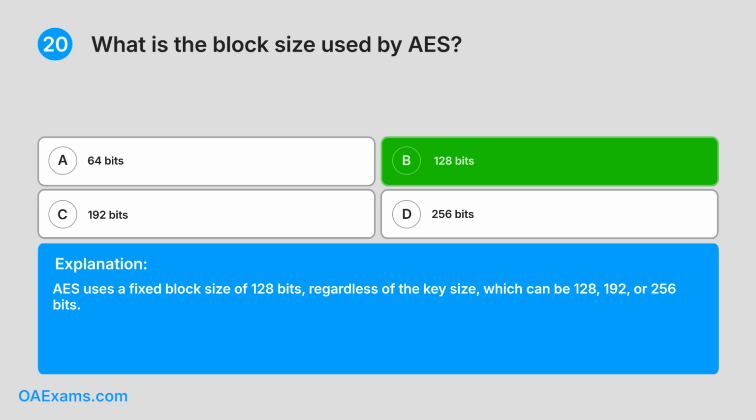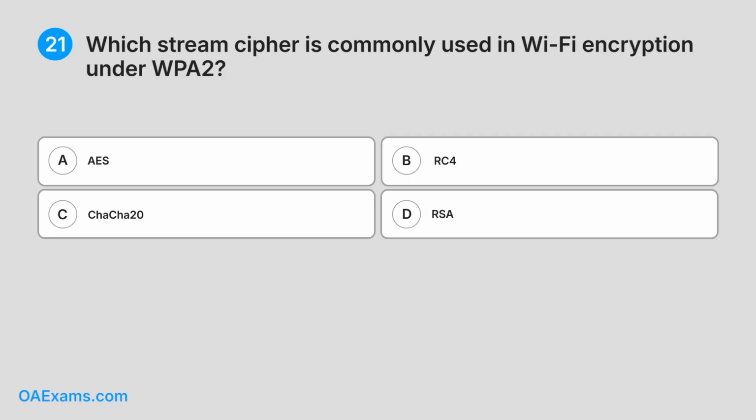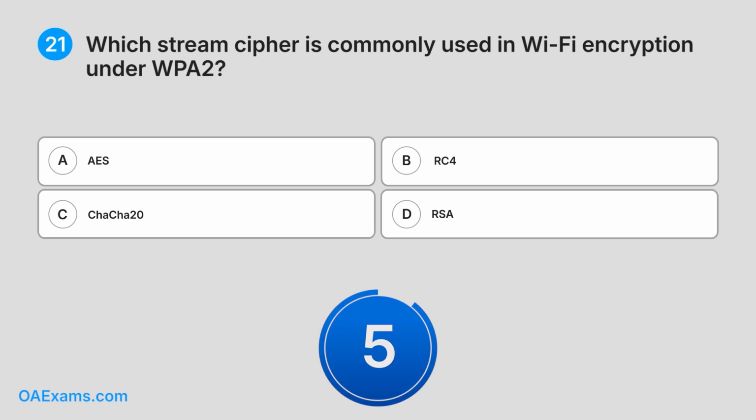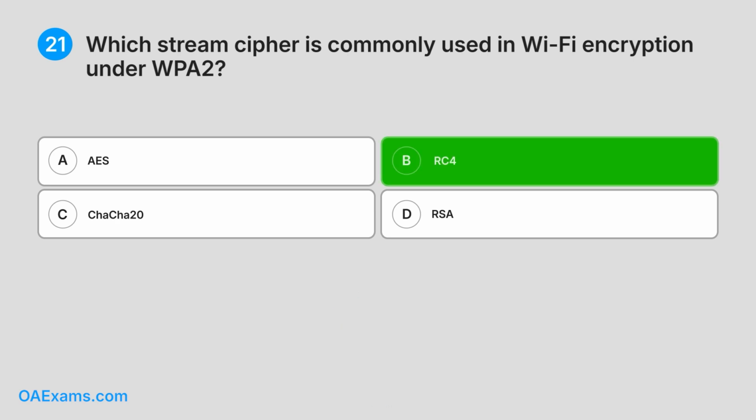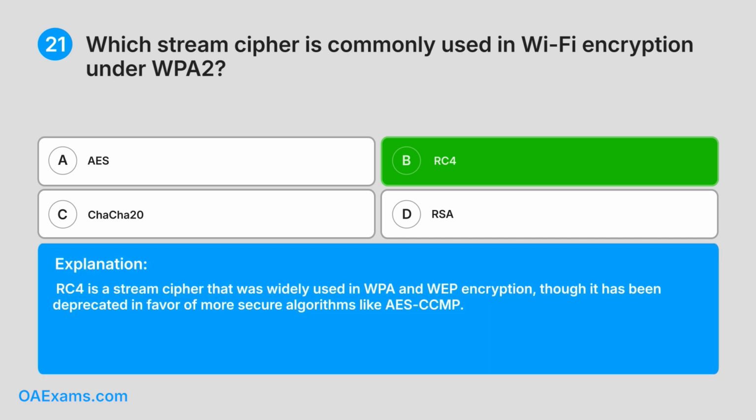21. Which stream cipher is commonly used in Wi-Fi encryption under WPA2? A. AES. B. RC4. C. ChaCha20. D. RSA. Can you guess the answer? Correct answer: B. RC4. Explanation: RC4 is a stream cipher that was widely used in WPA and WEP encryption, though it has been deprecated in favor of more secure algorithms like AES-CCMP.